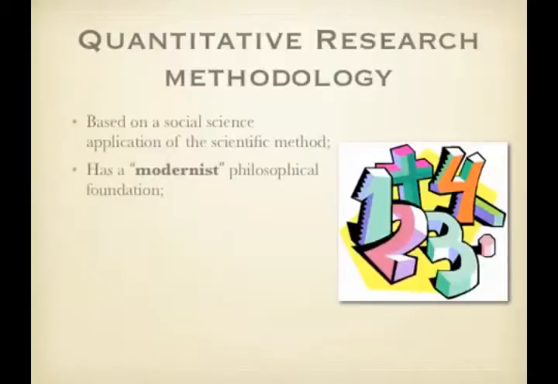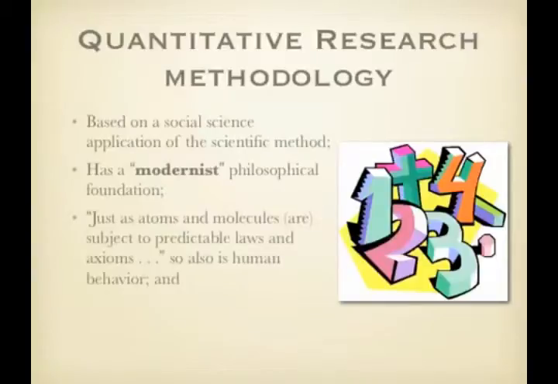It has somewhat of a modernistic philosophical foundation. By that we mean that the world is orderly and understandable, and that we can perform tests on it, and from those tests understand something about reality, especially in terms of predicting what is or what can happen in the future. And just as atoms and molecules are subject to predictable laws and axioms, so is human behavior also subject to similar kinds of laws that we can understand and use to predict what is going to happen in the future. So people who believe in quantitative research methodology believe that the world is objective and reality is understandable.